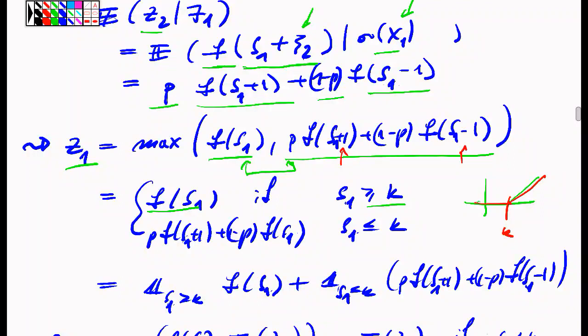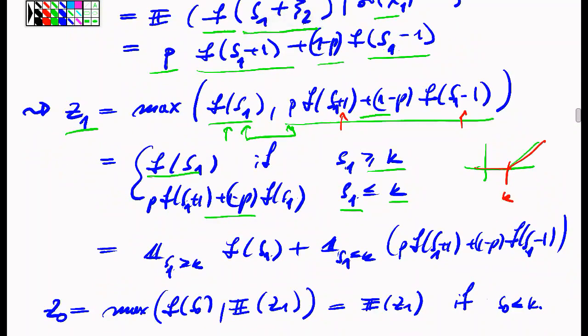And if the stock at time 1 is less or equal to k, then the second component is the bigger one. Because simply if S1 is less or equal to k, then by the definition of the f function, this f value will be 0. Anything which is not 0 and which is possibly positive is favorable over the nothing that you have in the first component if S1 is less or equal to k.